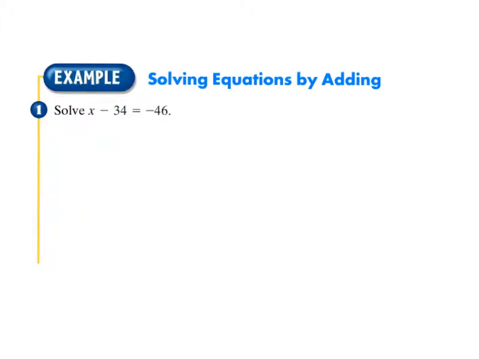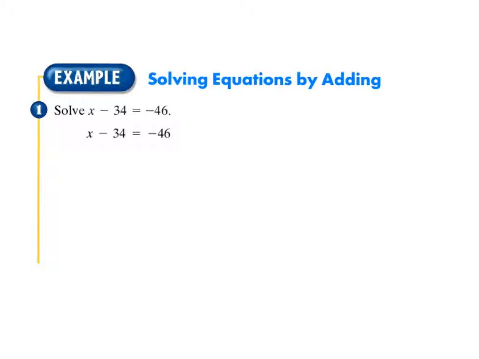Now that you have all of your properties of equality copied into your notebook, let's look at some examples of using those properties. So let's say we want to solve x minus 34 equals negative 46. So we're going to look at our original equation, and our goal is always to get the variable by itself. So when we're doing these equations, I need to think, okay, what do I need to get away from the variable? Who's on the same side? So if I'm looking, the minus 34 is on the same side as the variable. So that's the one I have to move.